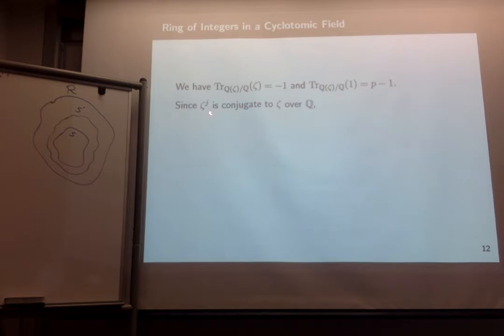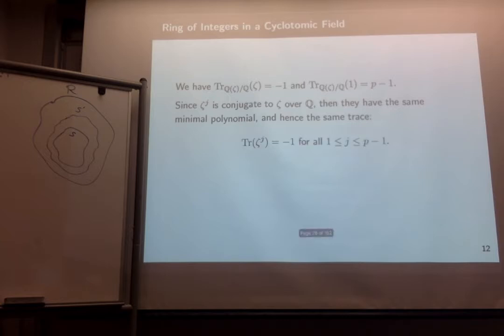Since the powers of zeta are conjugate to zeta over Q, and by conjugate I mean Galois conjugate, they have the same minimal polynomial, and hence the same trace, from the proposition we saw in the last slide. So the trace of zeta to the j is negative 1 for all j between 1 and p minus 1. And because the trace is additive, the trace of 1 minus zeta to the j is p minus 1 minus negative 1, which is just p. Okay, I'm throwing a lot of facts at you, and as we need the facts later on in the proof, I'll put them back up to remind you.